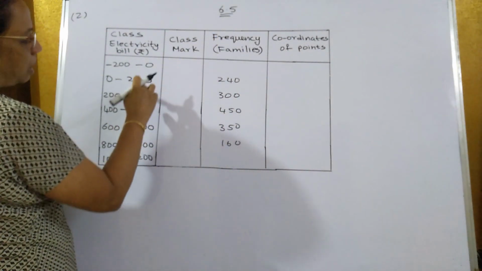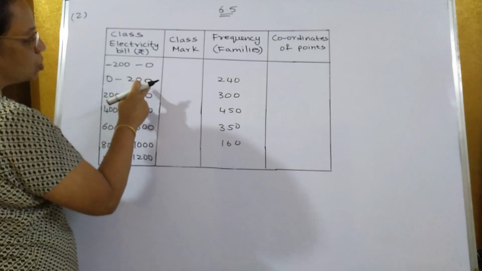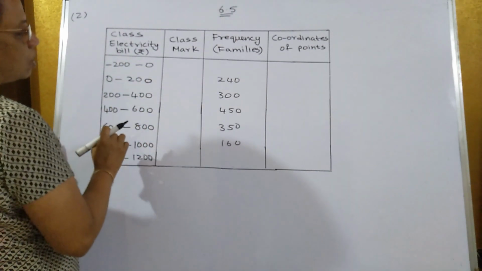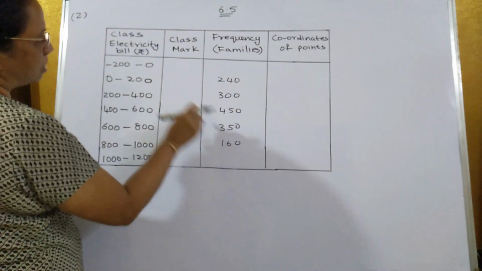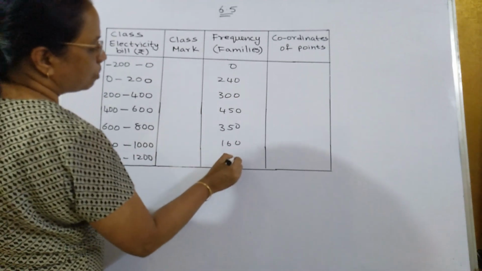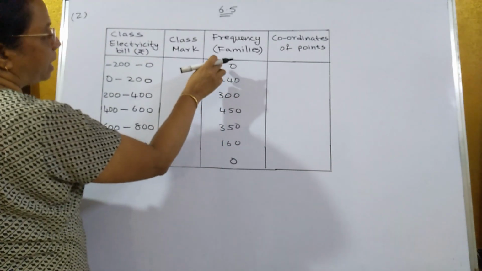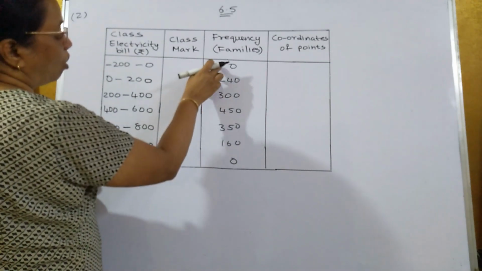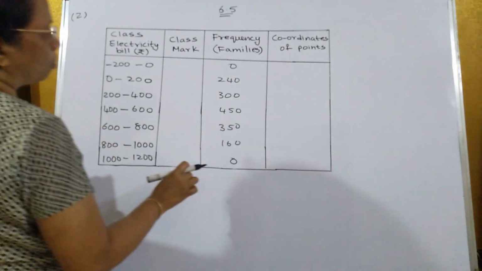The frequency of the remaining classes is already given. The first and the last one are not given, the rest are all given in the question. So the frequency of this will be 0, and the frequency of this will be 0. The one additional class which you have taken at the first and the last, the frequency of that will always be 0 in all the sums.